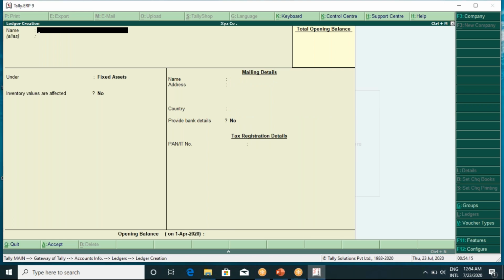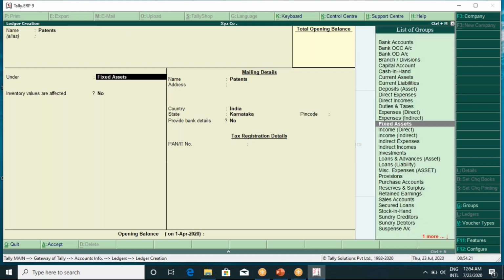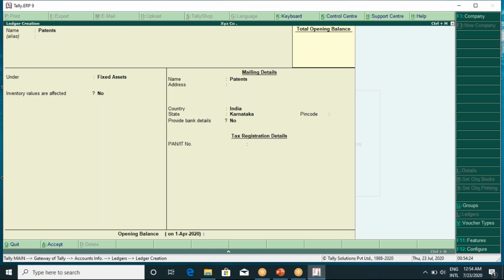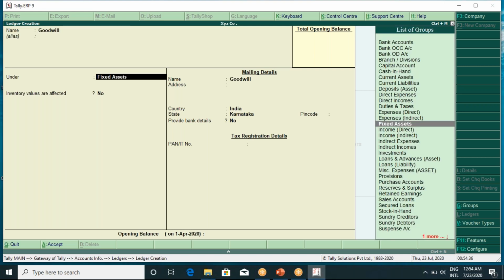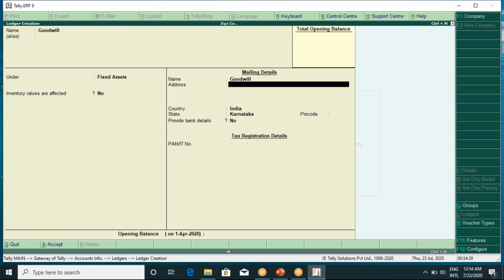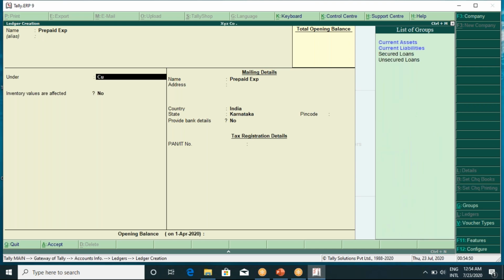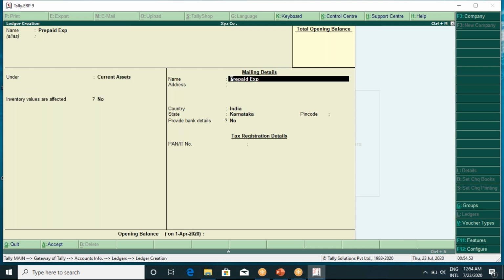Next one, patents. Patents we should treat as a fixed asset, this one also save. Next one, goodwill. Goodwill is an asset, we know. Which kind of asset is it? It is a fixed asset. Enter and save. Prepaid expenses. Prepaid expenses is a current asset.